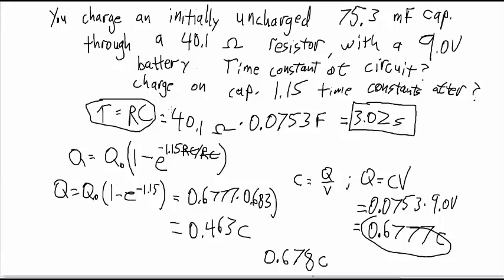And to find that, we just multiply resistance times capacitance, and we use SI units, so I put this from millifarads to farads, and we get 3.02 seconds. And that is the time it takes for the capacitor to get about 63% charged. Now, we have to find out how charged that capacitor is after 1.15 time constants.